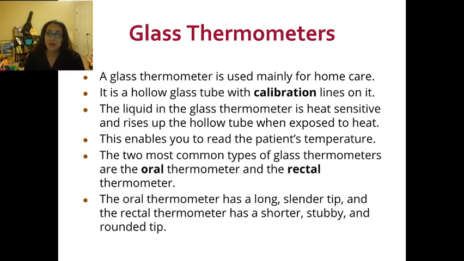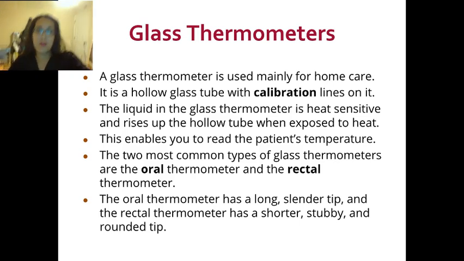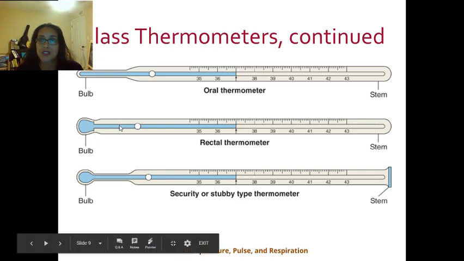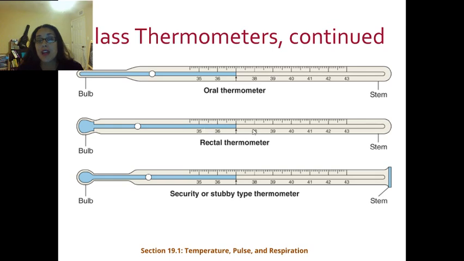The most common types of glass thermometers, believe it or not, were the oral thermometer and the rectal thermometer. The oral thermometer has a long, slender tip, and the rectal thermometer has a shorter, stubby, and rounded tip. Here's the oral. Makes sense? Long to put it underneath your tongue. In the rectal, you want to have a little bulb so it doesn't slide all the way through. It kind of keeps it secure.